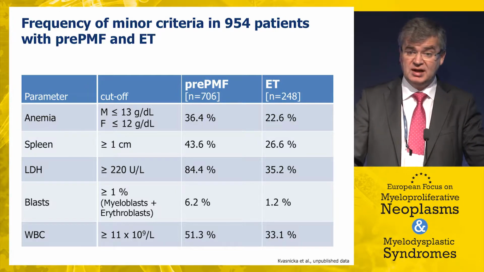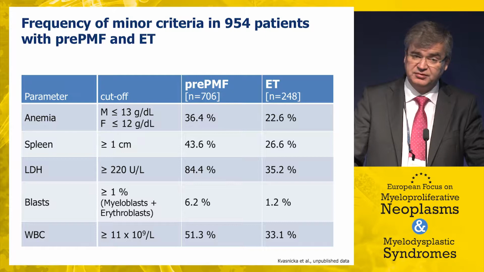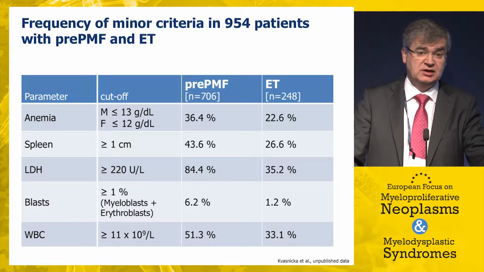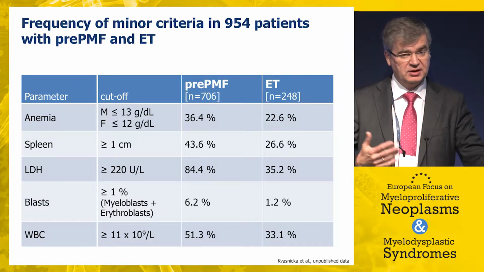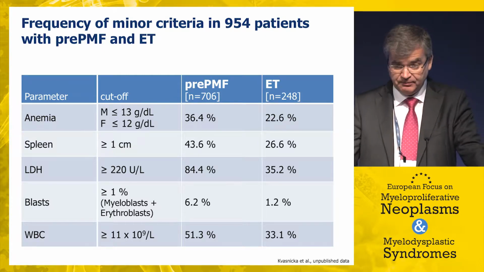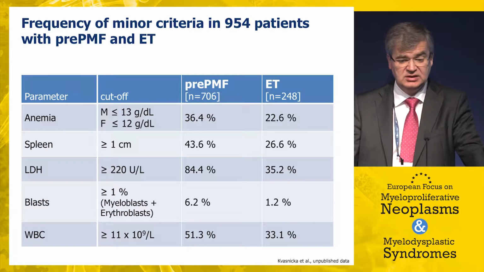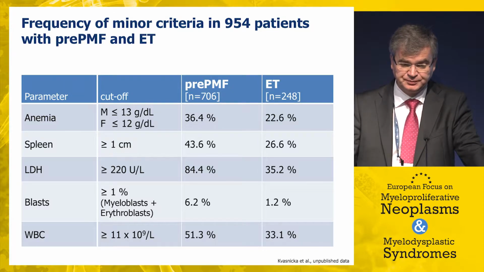There are absolutely no blasts in both diseases, and we have learned from studies from the Italian groups that leukocytes are an important feature in pre-PMF. So around about half of the cases of pre-PMF, and even more in our own data, now we see more leukocytosis is more prominent in cases of pre-PMF, whereas ET is not as commonly presenting with increase in leukocytes.